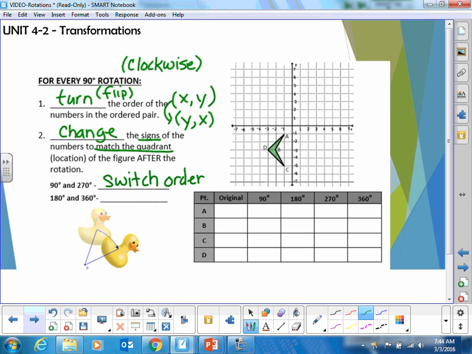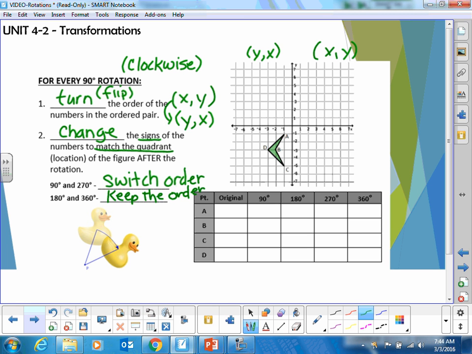But then if you think about it, if I've switched, so when I go here, it's going to be YX. But then when I switch it again, it's going to be XY. So with 180 degrees, when I move two quadrants, 180 and 360, you actually end up keeping the order of the numbers the same. You just change the signs.